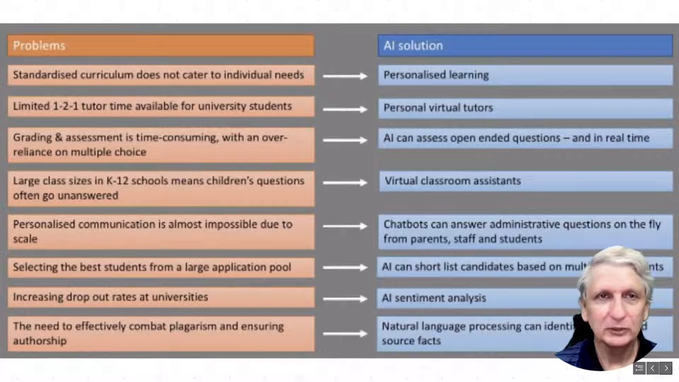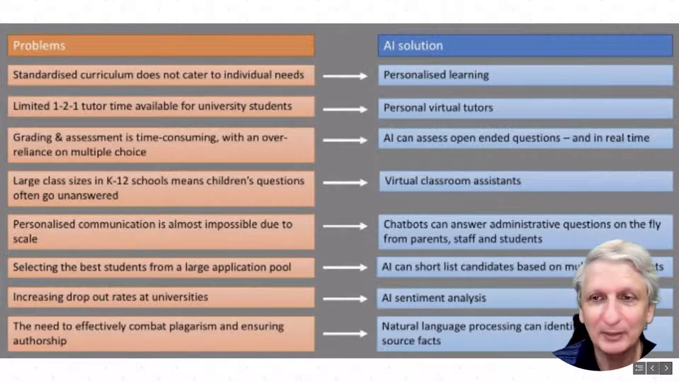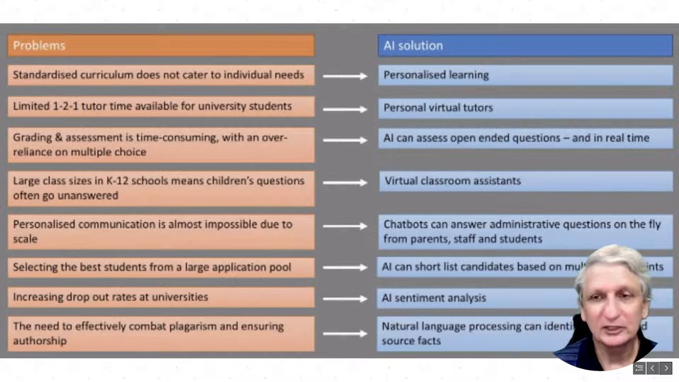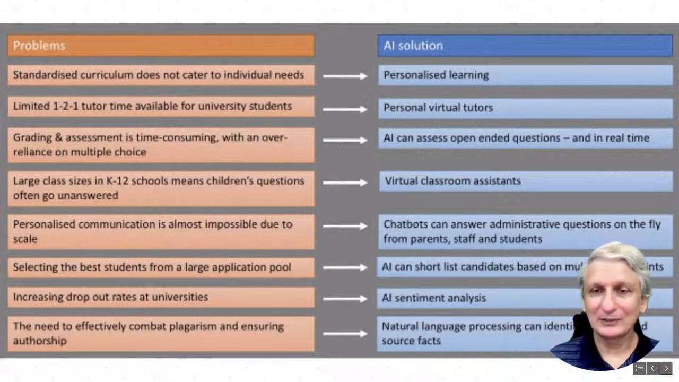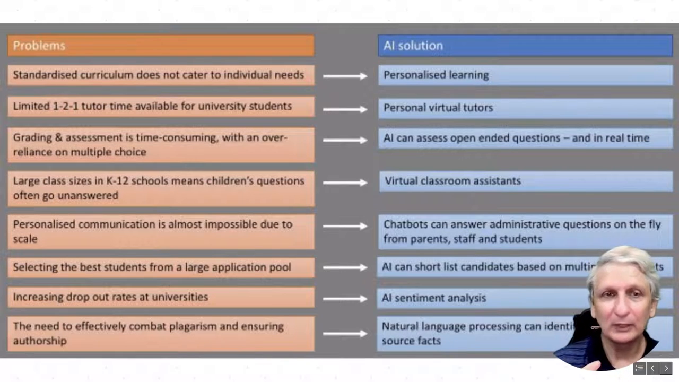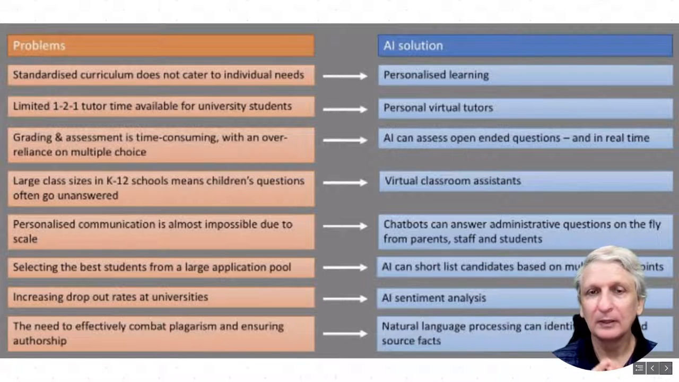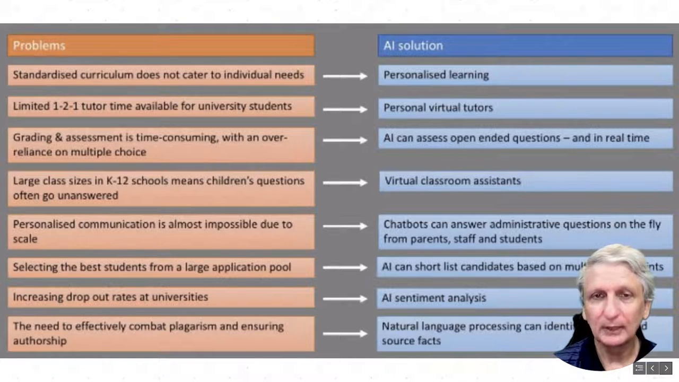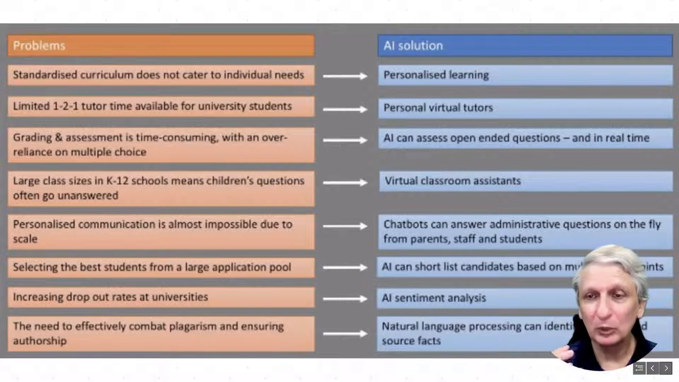So here is a range of problems that are common in education and some of the AI solutions to these problems. So one is the standardized curriculum. Teaching everyone in a class the same thing has always been a problem. So it doesn't cater for their individual needs. And personalized learning is an AI-based solution to that. Likewise, having individualized instruction and one-to-one tutor time, because of the large number of students generally, has been difficult. But having personal virtual tutors is a way of addressing that. Same sort of concept of personalized learning.